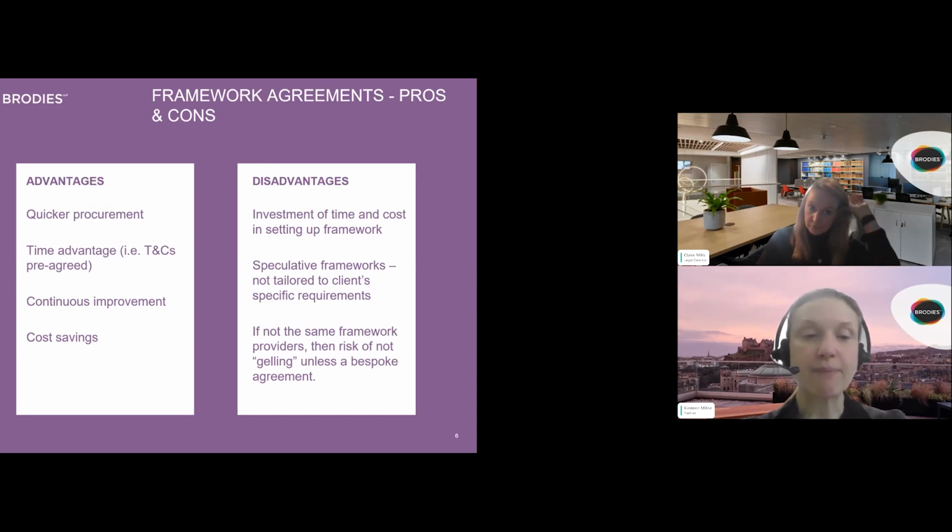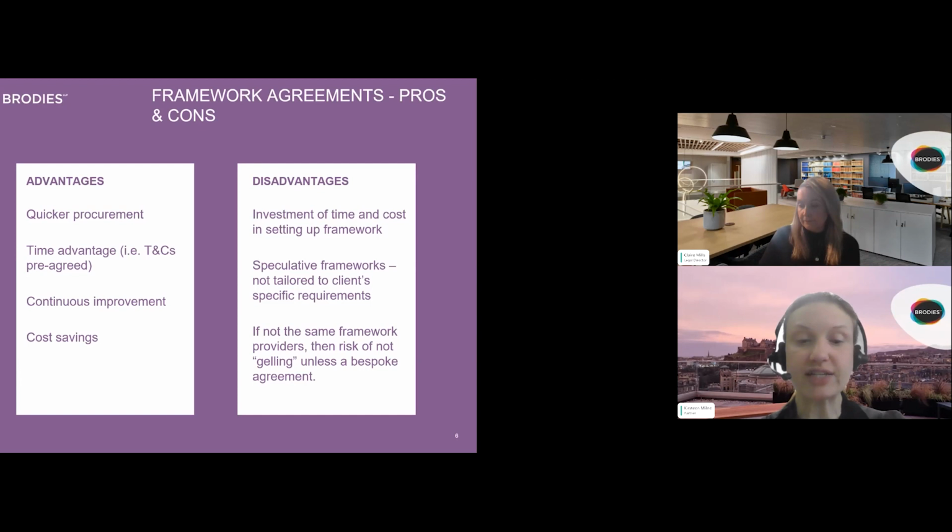However, that may depend on the pricing information and the rates that are detailed within the pricing documents that form part of the framework agreement, and how it is agreed that an individual project is going to be priced. So what are the disadvantages?